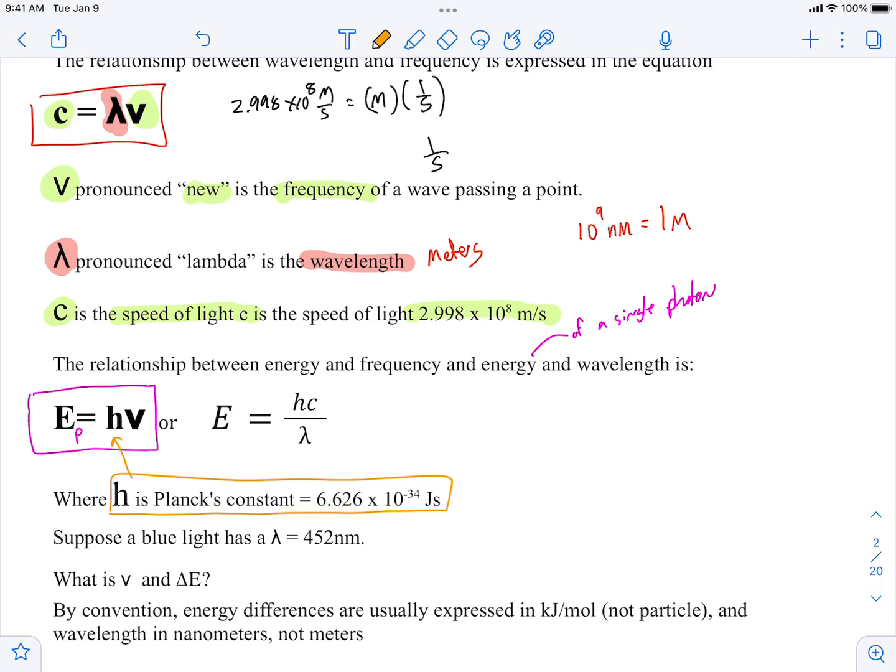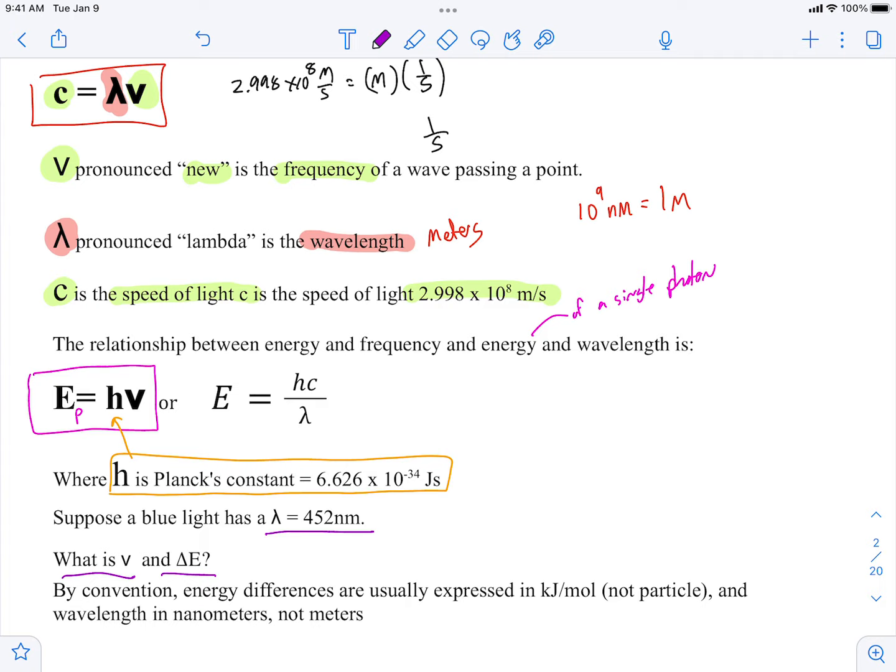So let's talk practicality. Let's work one example here. Let's say that we have blue light, and we know the wavelength is 452 nanometers. We want to be able to solve for the frequency and the energy, right? So if I am given the wavelength and I want to solve for the frequency, it's a pretty simple rearrangement. It's just going to be the speed of light constant divided by the wavelength.